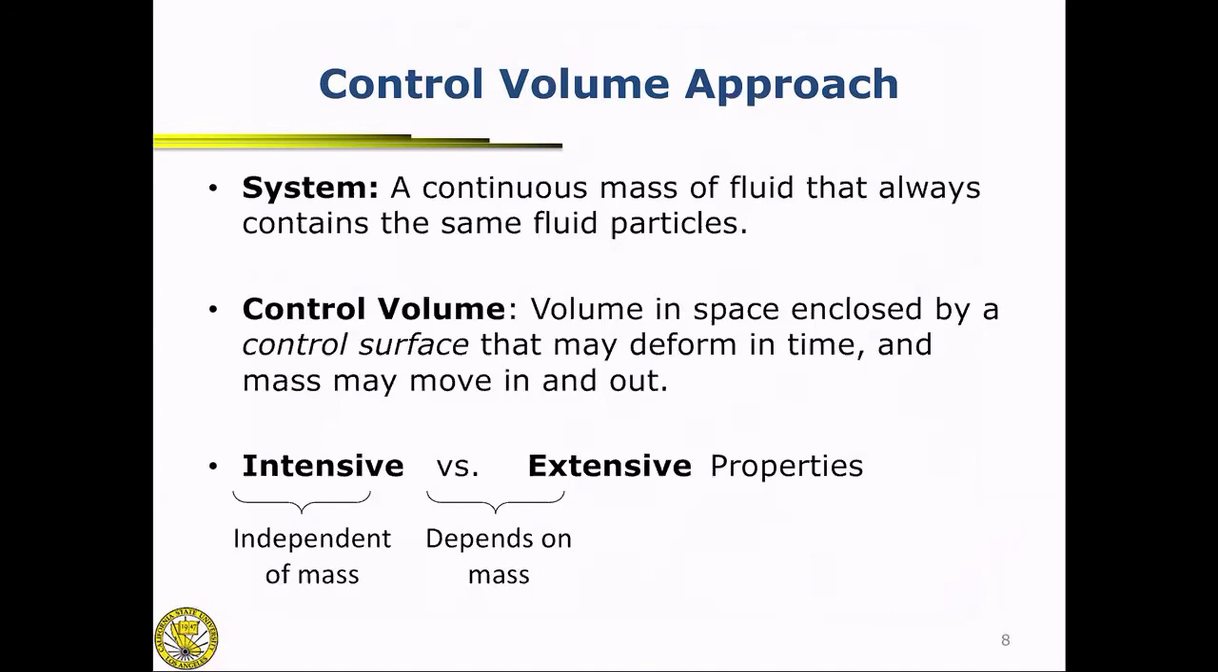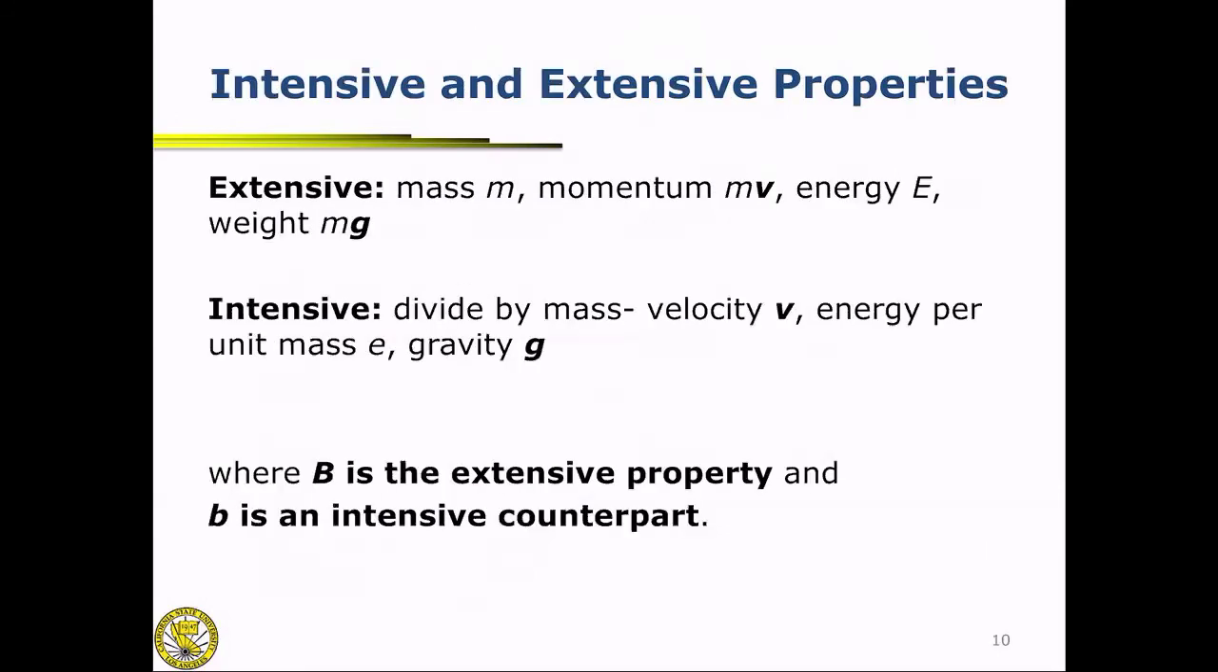Intensive properties are independent of mass, and extensive properties do depend on mass. Intensive versus extensive properties. So extensive properties, again, are a function of mass. So you have mass, momentum, energy, weight, things like that. When you're trying to define the intensive properties, you essentially divide by mass. So in this case, if you divide mass by mass, you'd get 1. If you divide momentum by mass, you'd get velocity. If you divide energy by mass, you'd get energy per unit mass. And if you divide weight by mass, you'd get gravity. So those are examples of extensive and intensive properties.